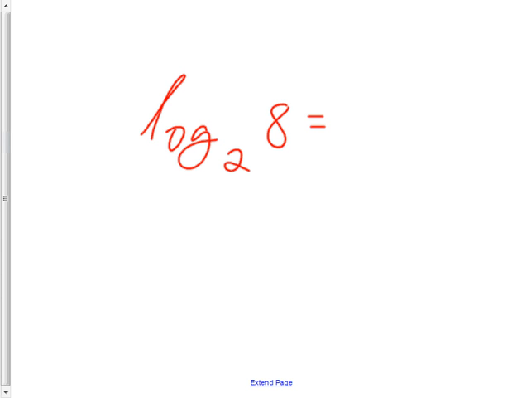There's two ways. If you don't have a calculator, you're going to just, well, if you had a calculator, you type log 8 divided by log 2.